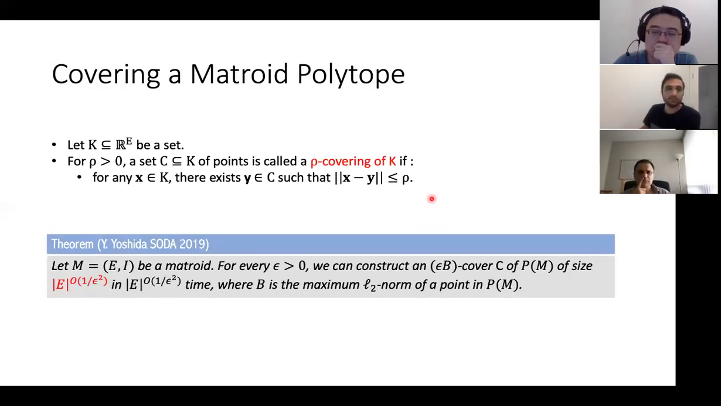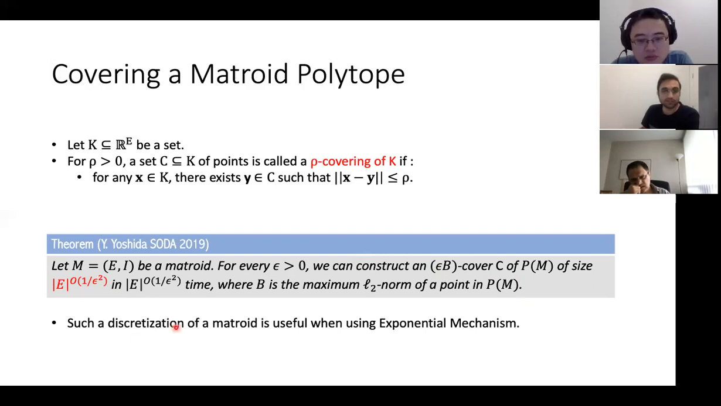Luckily, due to results by Yoshida in 2019, if we have a matroid, then we can cover it with at most this many points in the covering, right? So it's E to the inverse quadratic of epsilon. And the radius rho for the covering is basically epsilon times B, whatever B is. So such a discretization is useful for us when we want to use the exponential mechanism.